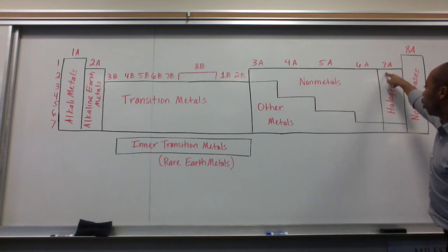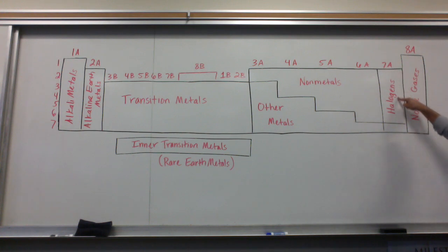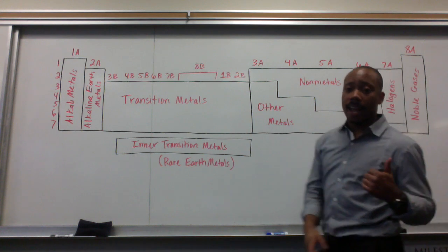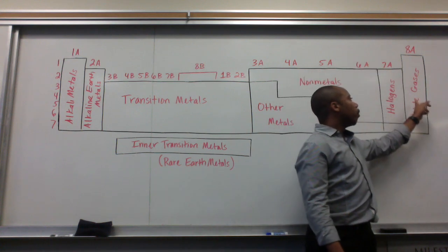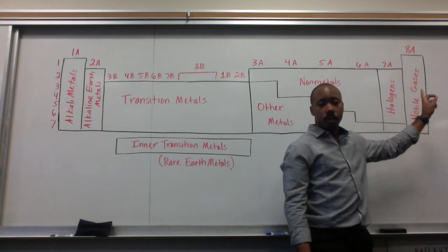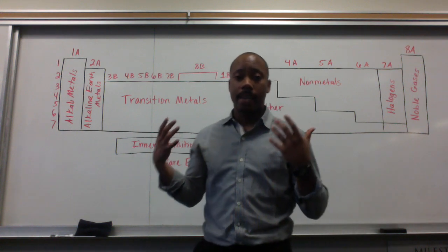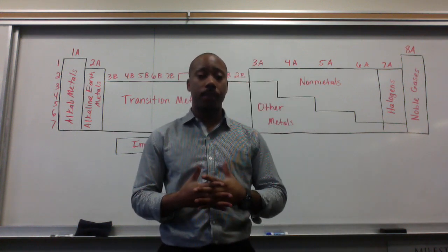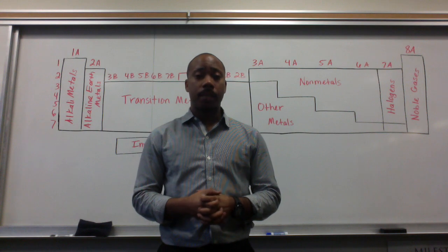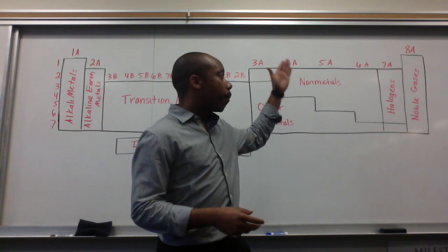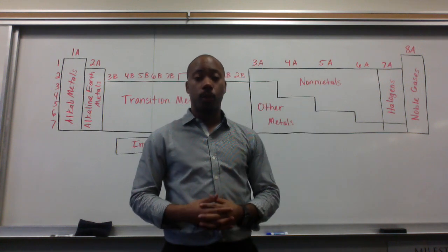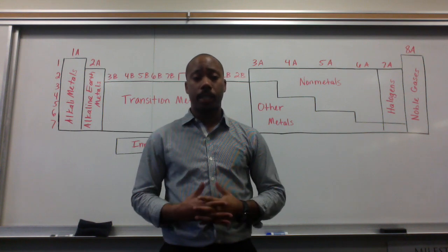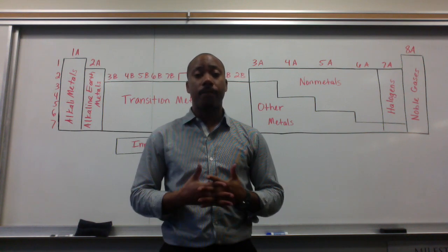Above the staircase, these are generally referred to as nonmetals, but some nonmetals get specific names. For example, elements in group 7A, they're called halogens. Elements in group 8A, they're called noble gases. Next class, we'll talk about these categories and why they're so specific, what makes them special, and something that all the elements have in common in each group, why they have similar chemical properties and physical properties.